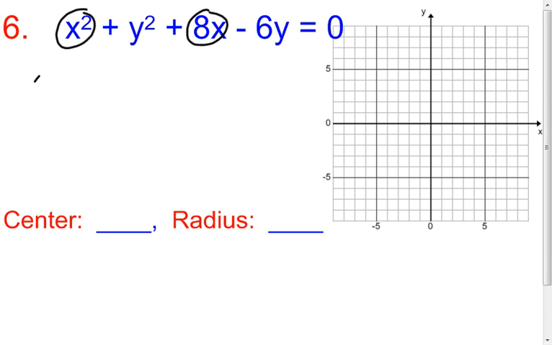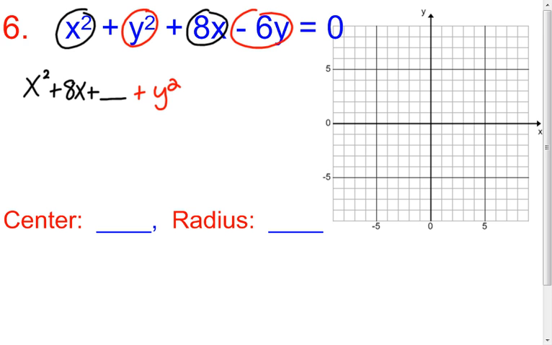So I will group my x squared term and my x term, and then I'm going to leave a blank in there. Okay? And then, of course, I'm going to group my y squared term and my y term, and I will leave a blank in there. Okay? And then of course you had 0 over here. And then this blank over here requires a blank on this side. And this blank requires a matching blank on that side.